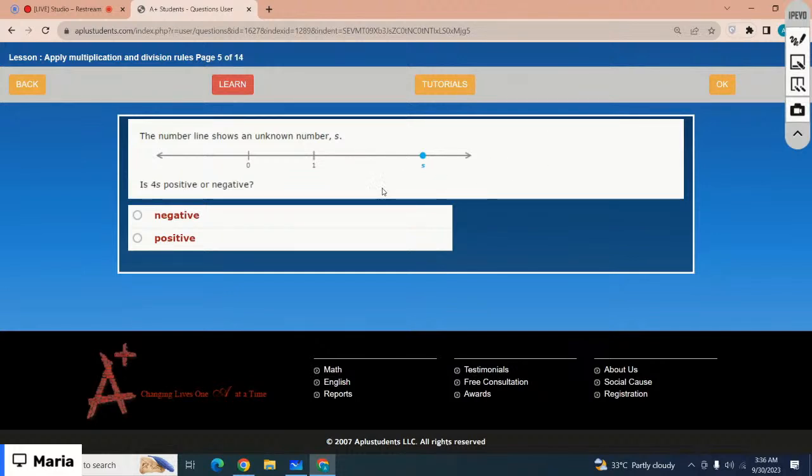The number line shows an unknown number s. Is 4s positive or negative? Which is the correct option? S is already a positive number, right? So 4s is a positive number. Very good.